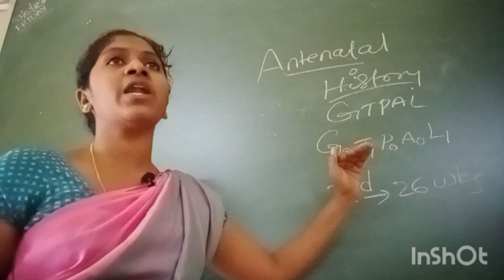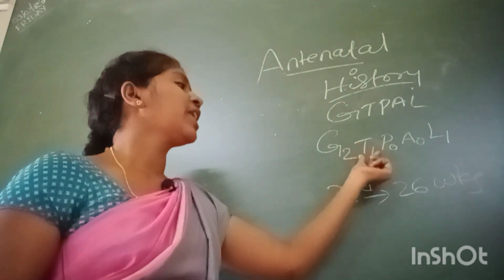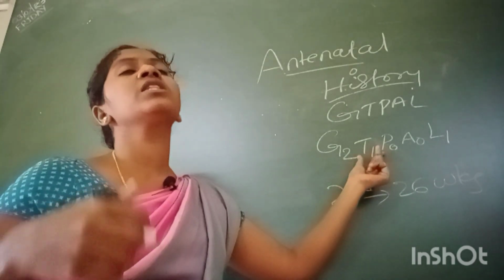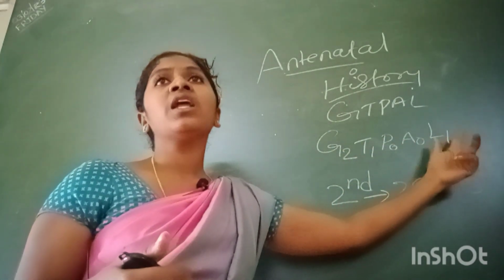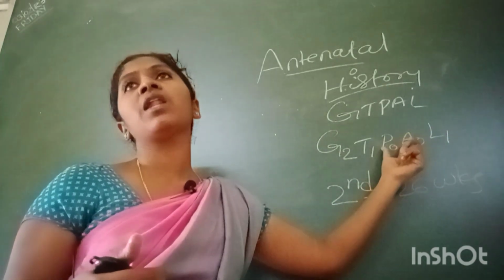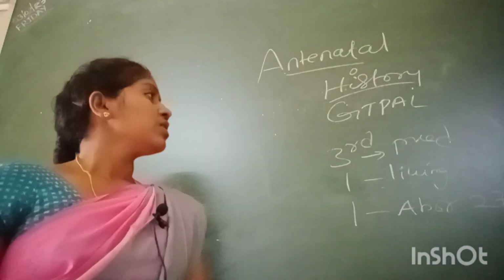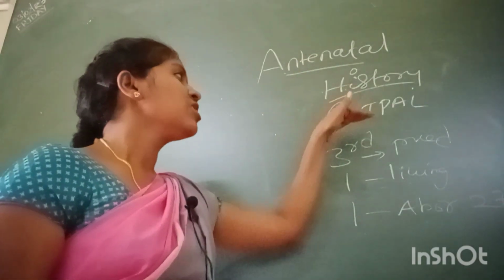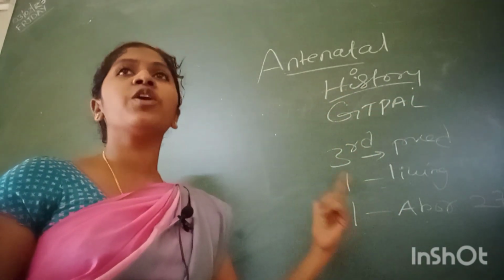Understood this description? G2, second time pregnancy, running 26 weeks. T1, term pregnancy, last pregnancy. Only after reaching 36 weeks she got delivered. So she has one living baby, but premature or preterm deliveries and abortions are zero, right? So far we discussed how to write a diagnosis for the antenatal mother, GTPAL. Now it is a task for you students.